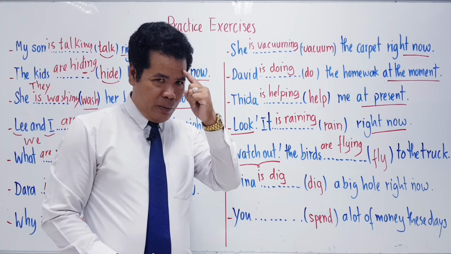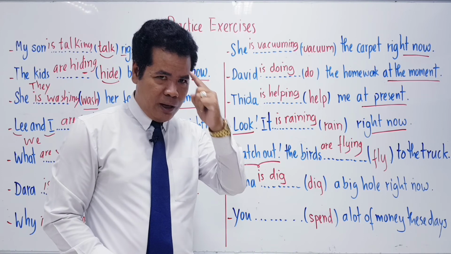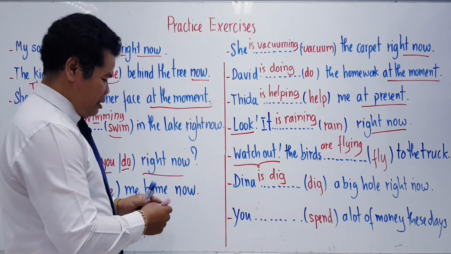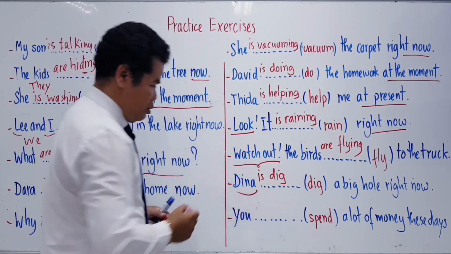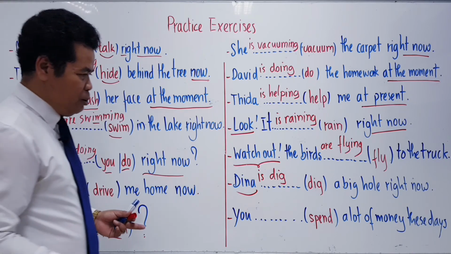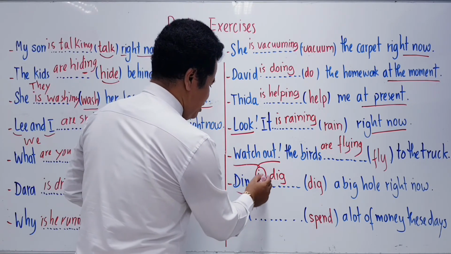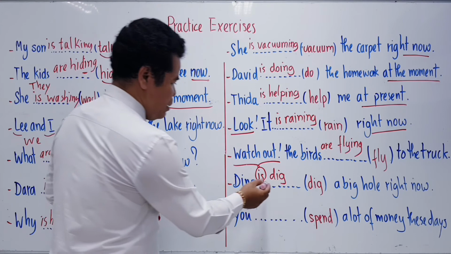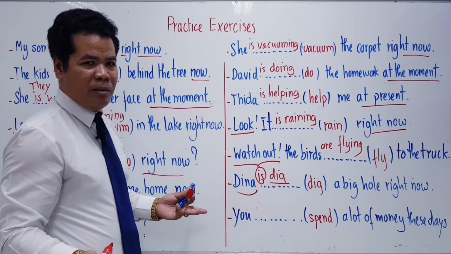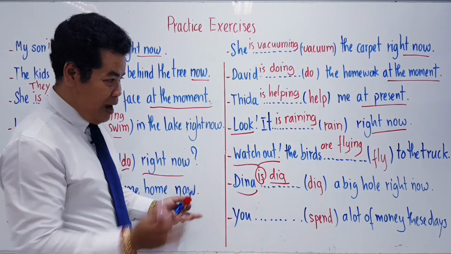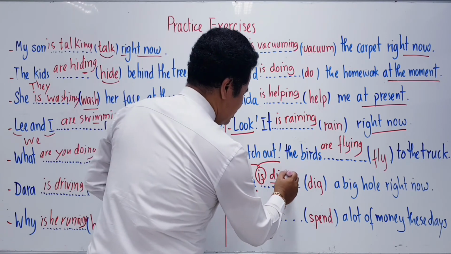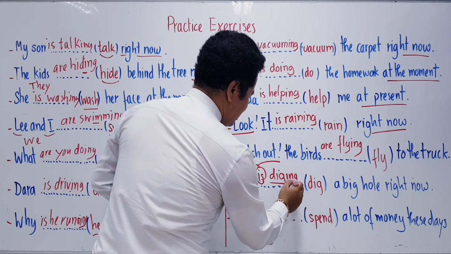Just remember in your mind. Remember in your mind, right? So what is it? Subject. Do we have subject? Yes, of course we do. And how about verb to be? Yes. And how about verb? Just only verb. Where is ing? Yeah, ing, okay? Another one.